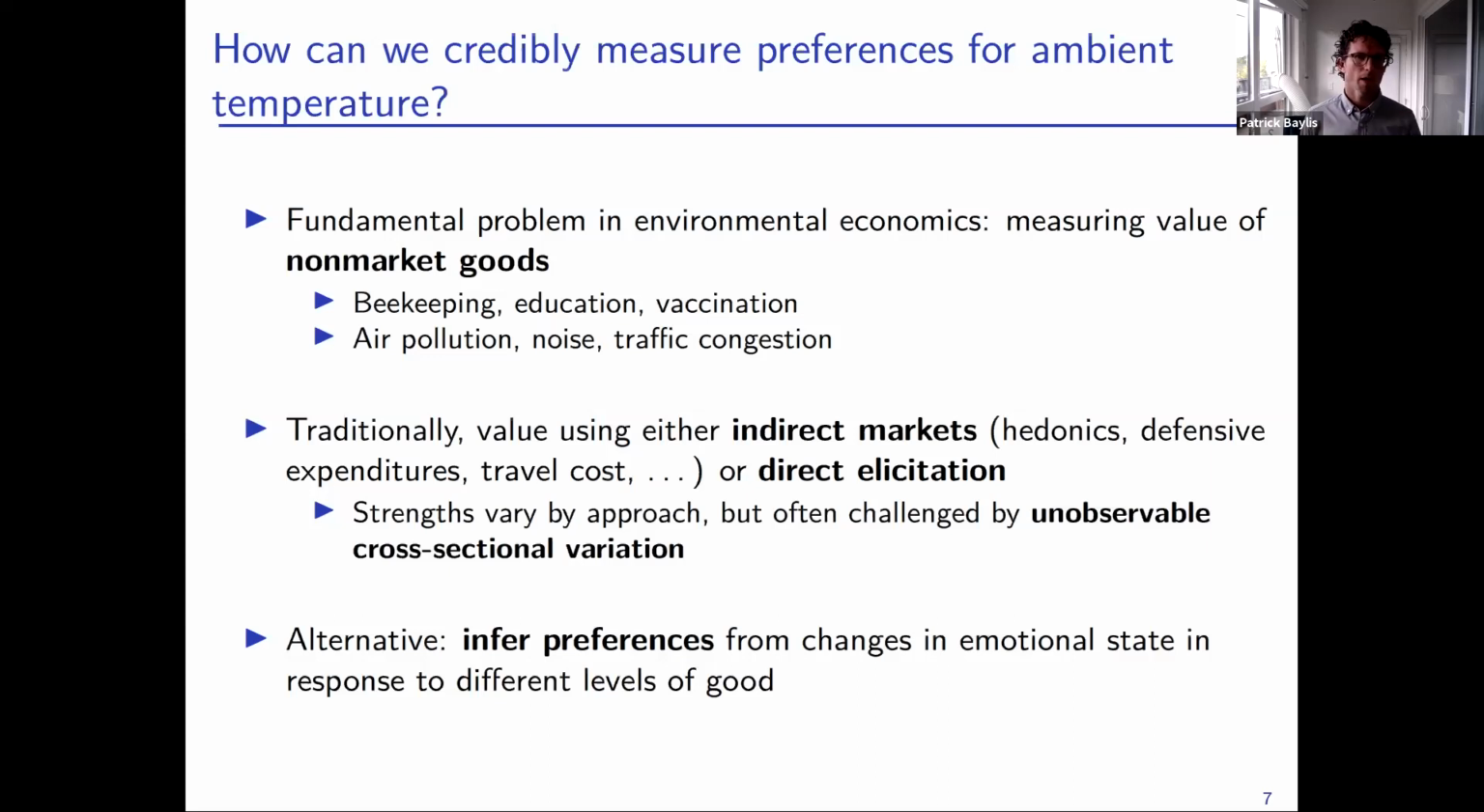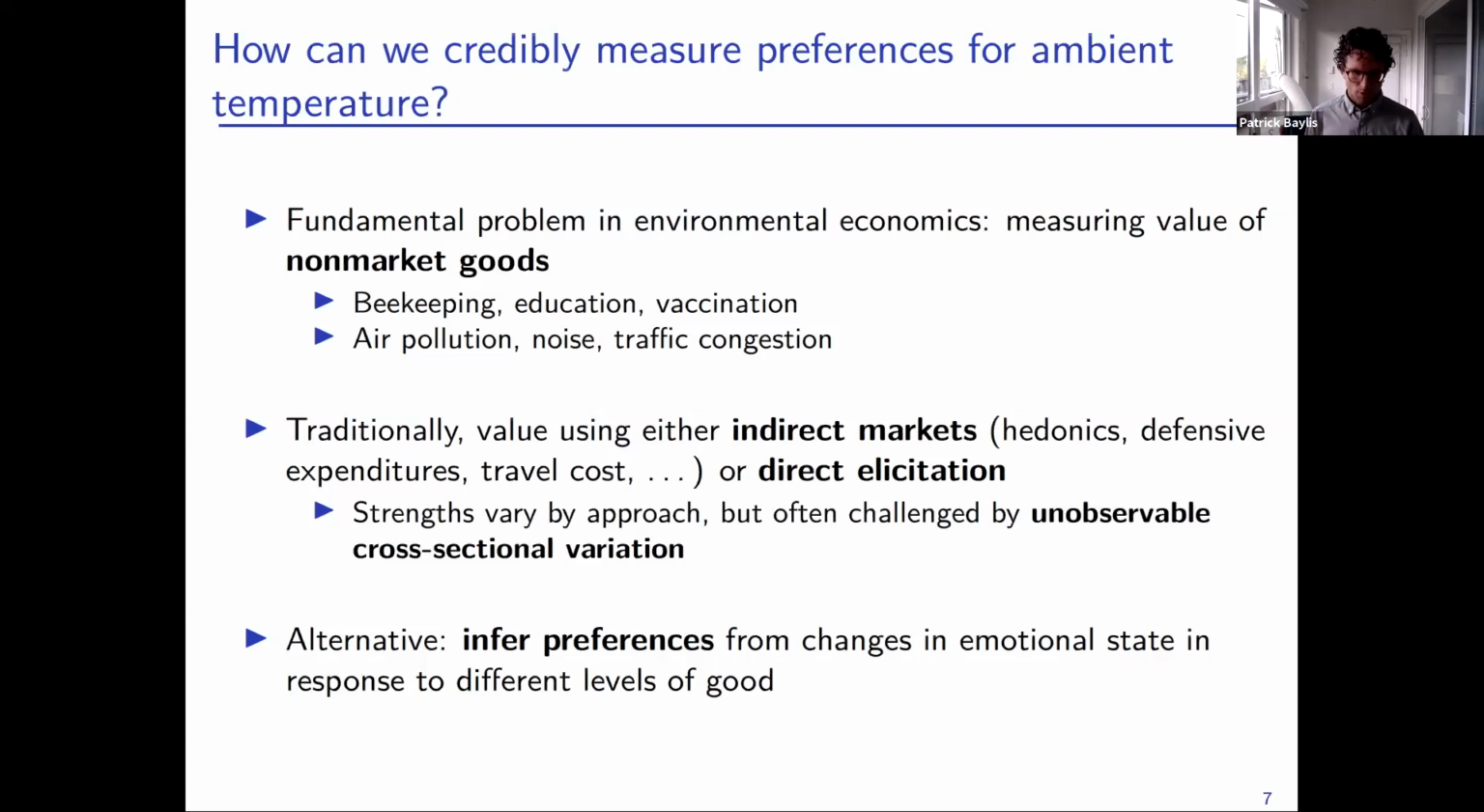Maybe non-market bads is a better term, or public bads. Examples of this, besides weather, are air pollution, noise, traffic congestion. The tricky part about these goods is that we don't have direct markets for most of them. So we can't buy and sell air pollution in a market. We can't buy and sell vaccination in sort of a public goods sense. And we can't really buy and sell ambient temperature.